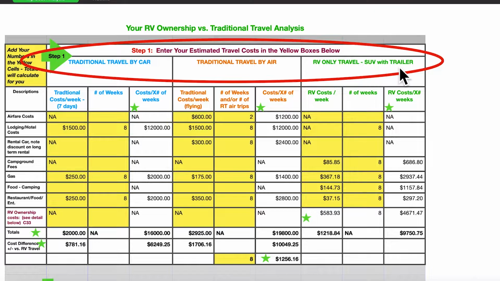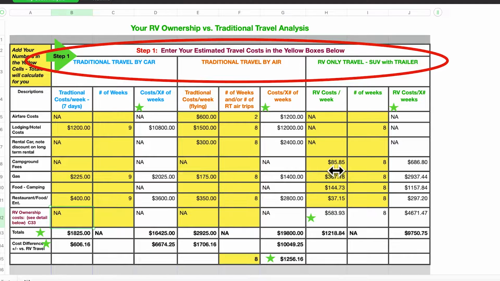With RV travel cost, the categories include our campground fees, gas, our grocery bill while camping, and any food and entertainment costs for the week. These are our actual expenses for our recent trip, and you'll notice that our campground costs were low. That's because we did dispersed camping. Our gas costs were high because we travel from Michigan. This is our grocery bill as we cook a lot in the camper and on the grill.